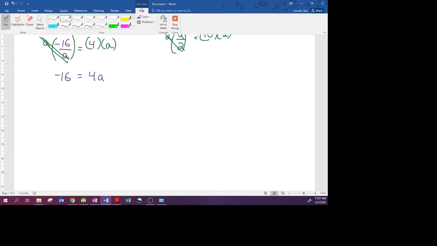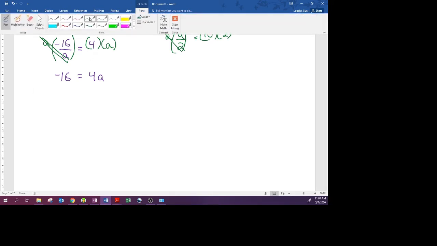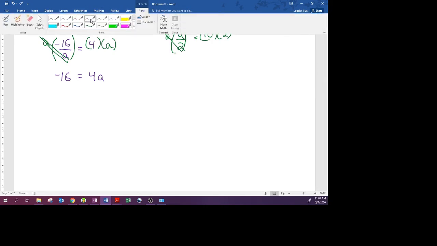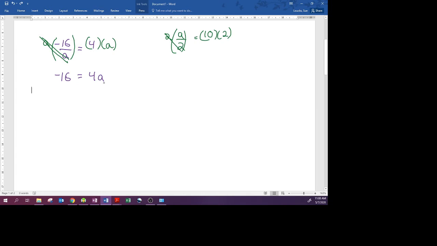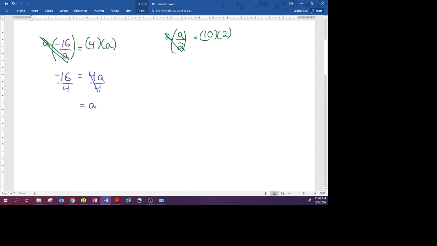So now we're going to, oops, wrong pen. Now we're going to divide by, well, sorry. So now we're to what's bothering the variable. So what's bothering the variable is this 4, so we're going to divide that side by 4 to get rid of it. We're going to divide the other side by 4, and we're going to end up with a equals -4. Okay?